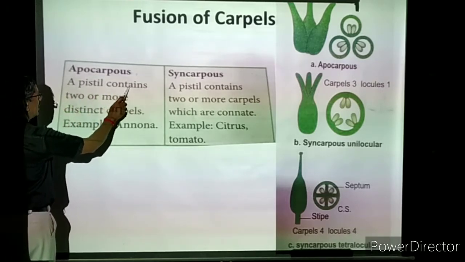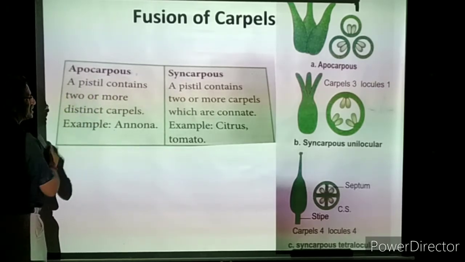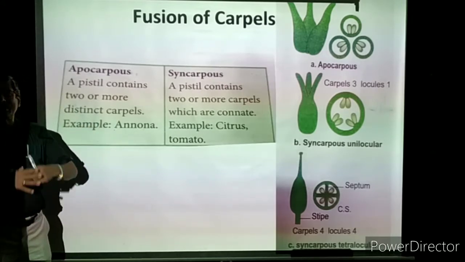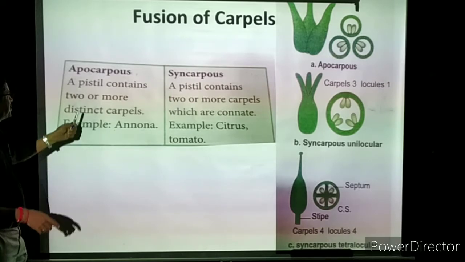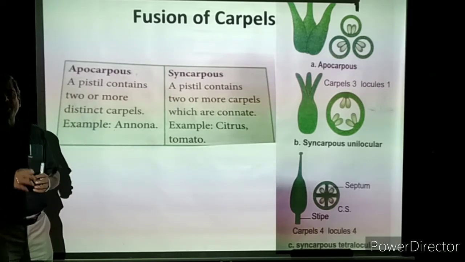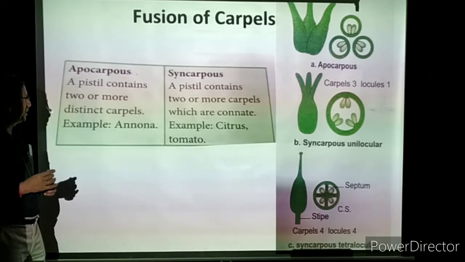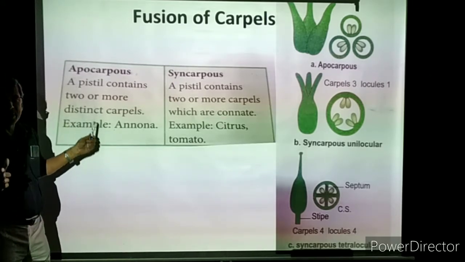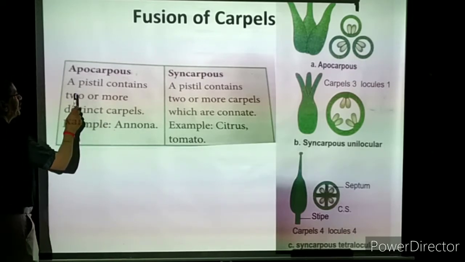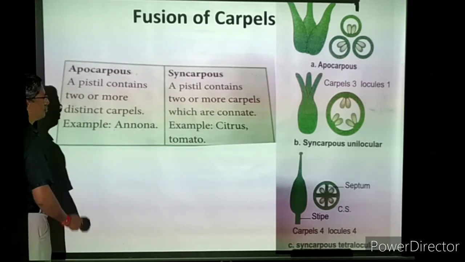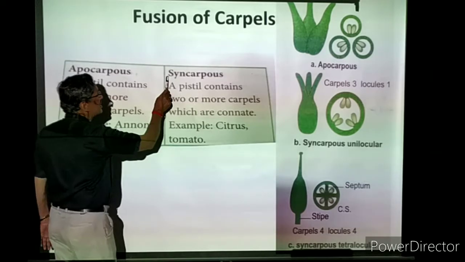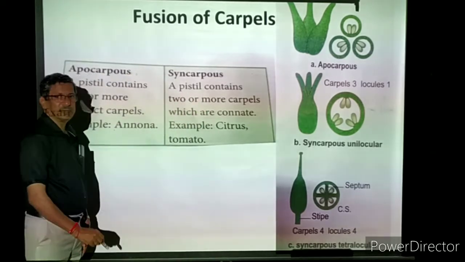A pistil contains two or more carpels, distinct carpels. What is the meaning of distinct carpels? Separate carpels. Sometimes as per the English meaning, distinct means very clear, very clearly visible. But here it is clearly visible and independently present. That is called distinct carpels. Two or more distinct carpels. Example, Annona. Now we are coming to the next one, syncarpus, S-Y-N.